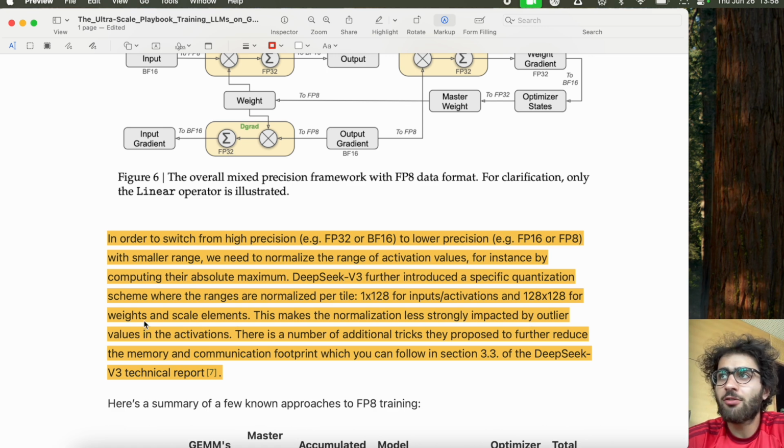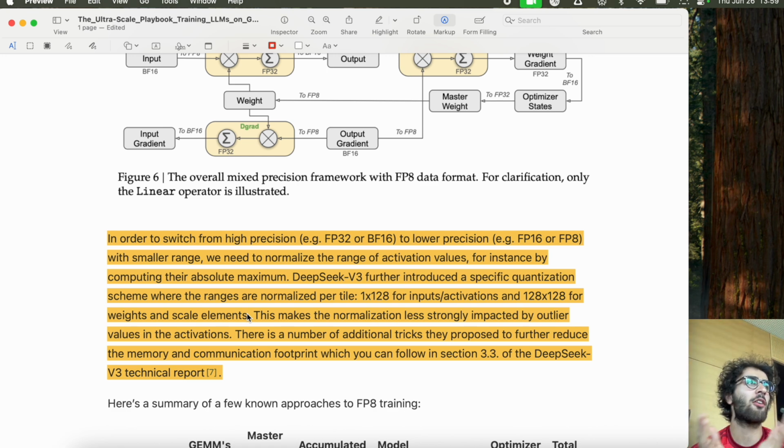We would take all of the values in a specific weight matrix and then get the minimum and the maximum to be our range. But the thing is, if one outlier was really big or really small, then it would completely skew the normalization range. So instead, we're taking a smaller tile, which is 1 by 128 for inputs and activations and 128 by 128 for weights and scale elements, such that it's more localized.